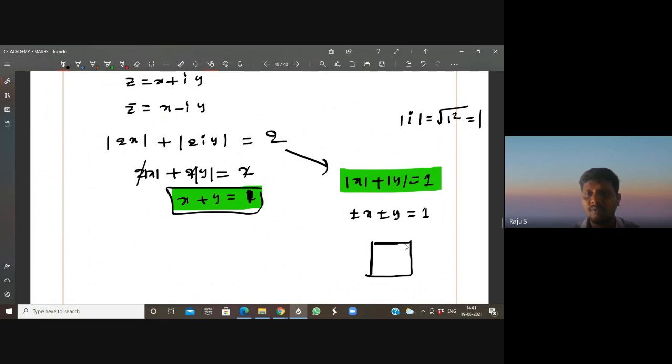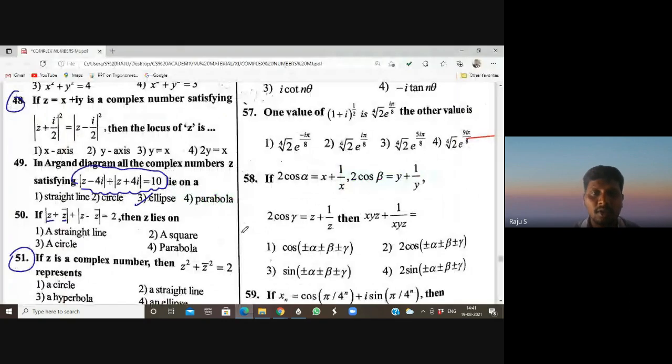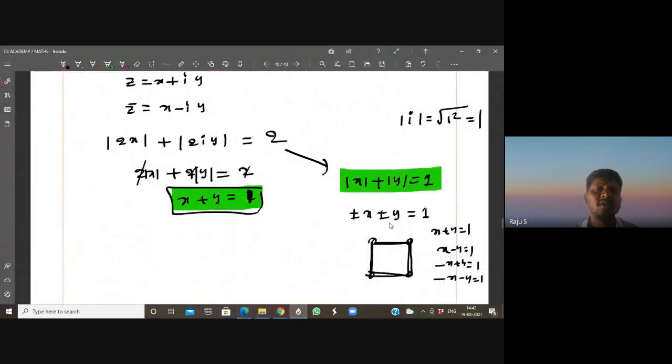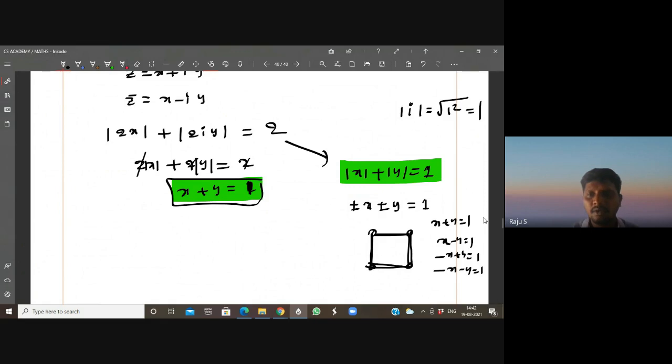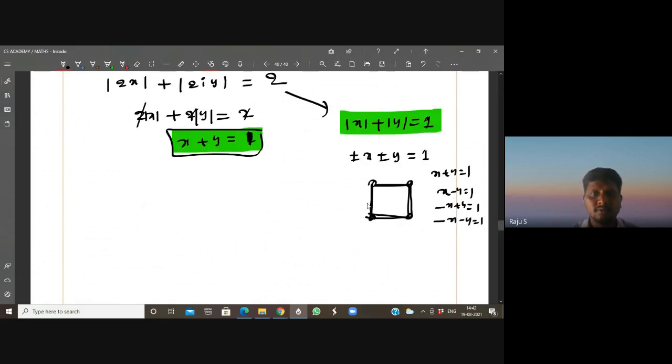So this will form a square. One is x plus y is equal to 1, x minus y is equal to 1, minus x plus y is equal to 1, minus x minus y is equal to 1. Solving all these, we are going to get 4 points. Those 4 points represent a square. So the answer is a square. Plus or minus x plus or minus y is equal to 1 always represents a square. No doubt at all. Clear, students?